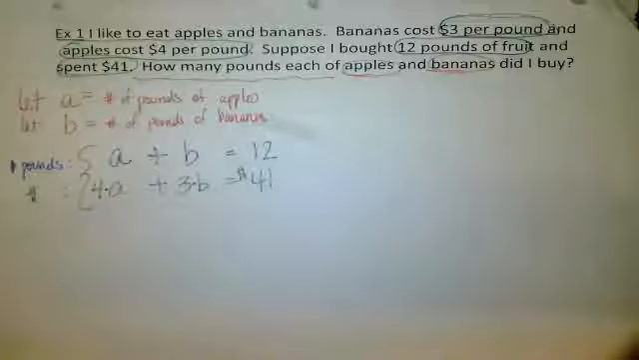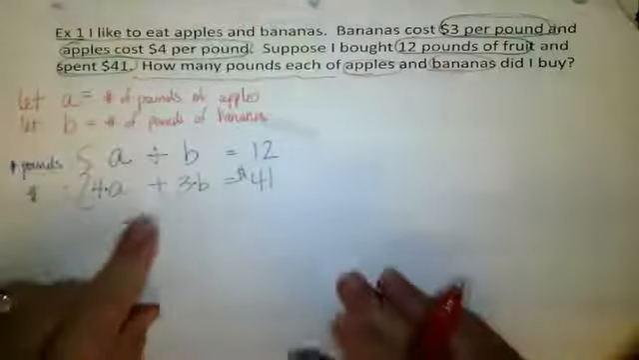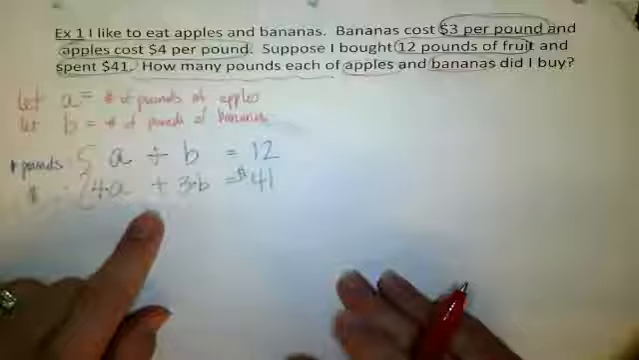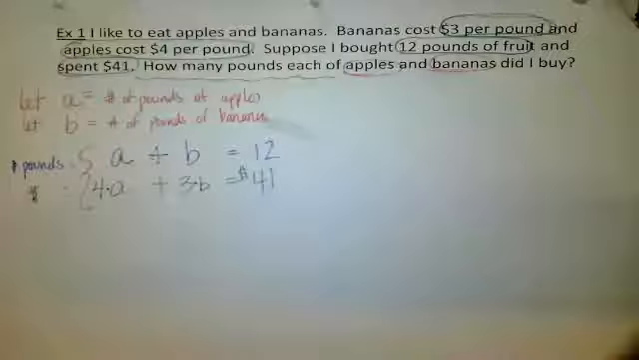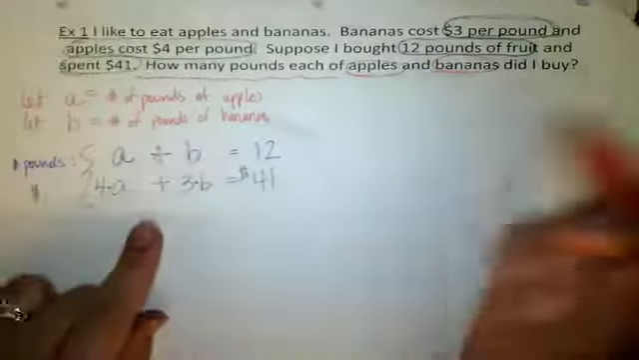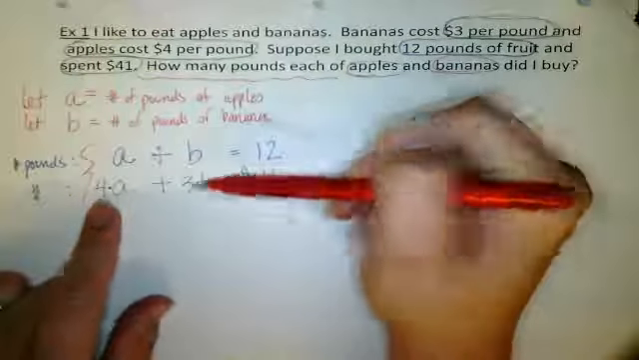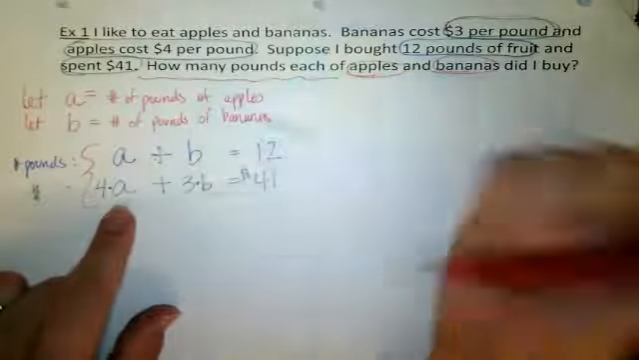That's our system, and now we need to solve it. You can solve using substitution or elimination. Which method do you want to use? Elimination, probably. All right. So I want to get opposites. So what do I need to do so I can cancel out one of these letters?